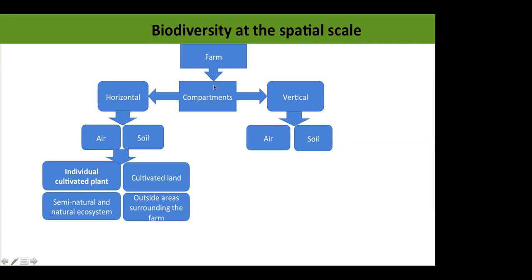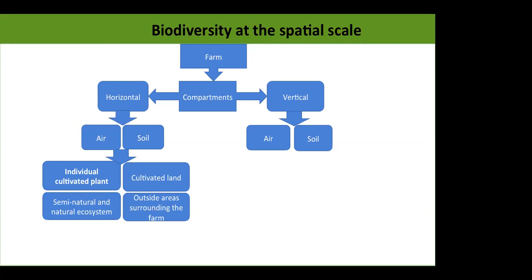We look at the individual cultivated plants. What are you planting? If you are a maize farmer, we'll check it. And we look at the cultivated land itself, the land that you are cultivating, what is it made up of? You look at that too. You look at the semi-natural ecosystem, and you look at the natural ecosystem, and you look at the surroundings of the farm.